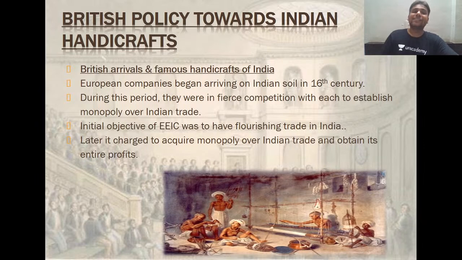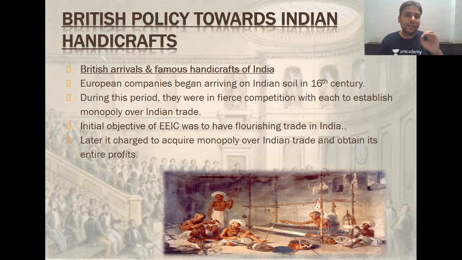Getting the points clear? Now let's get started with British policies towards Indian handicraft. I'll go to the background again so that you can understand. Yes, Shruti, you had asked me to summarize the thing. I am repeating the background and the summary as well. Please pay attention carefully, so that you guys can understand.